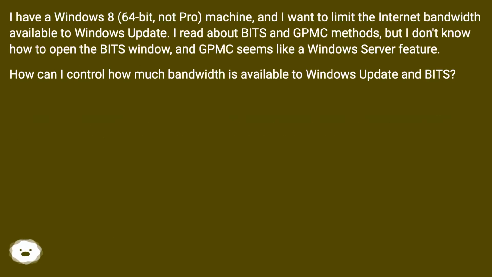I have a Windows 8, 64-bit, not Pro, machine, and I want to limit the internet bandwidth available to Windows Update. I read about BITS in GPMC methods, but I don't know how to open the BITS window, and GPMC seems like a Windows Server feature. How can I control how much bandwidth is available to Windows Update and BITS?